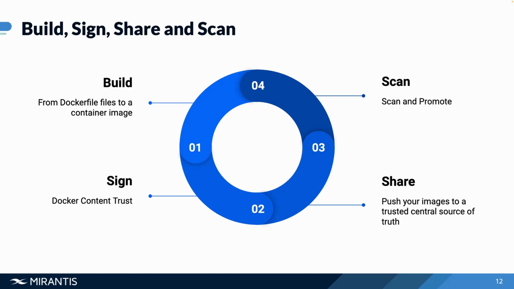Then the third step is share, right? I've built my image, I've signed my image, now I want to share it. And what I mean by sharing it is to push these images to a trusted central source of truth. That's basically your image repository, right? And from that image repository, then you can have various capabilities, and some of these capabilities are scanning. So that's why at step 4 you can see scan, and scanning to check all the vulnerabilities that would be present in your image. In that case, not only from your code, but also from all the dependencies that you have within your image that you have brought as you build your image.